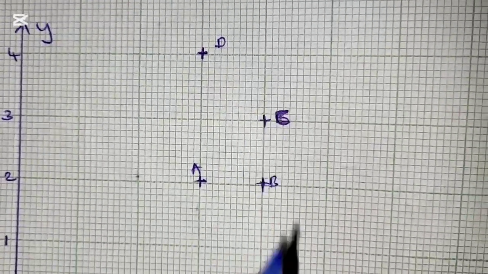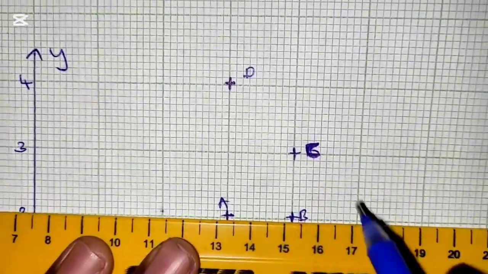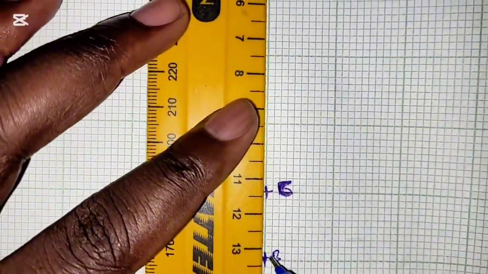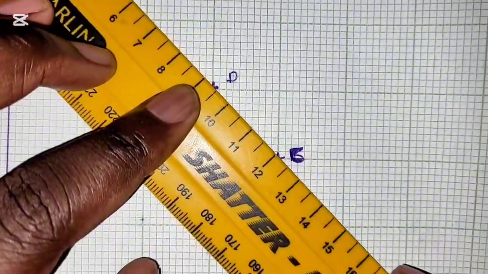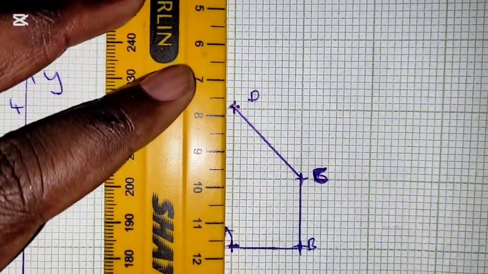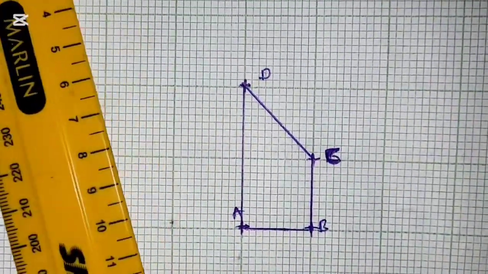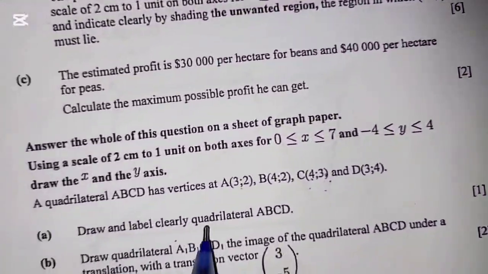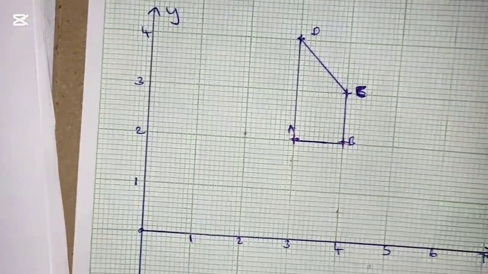Okay, A, B, C, D in that order. That's A, then B. I'm using a pen so that it will be visible on our video, but we should always use pencils. Are we together? Okay, so that's shape A, B, C, D. Draw clearly a quadrilateral A, B, C, D. So we've drawn it clearly.